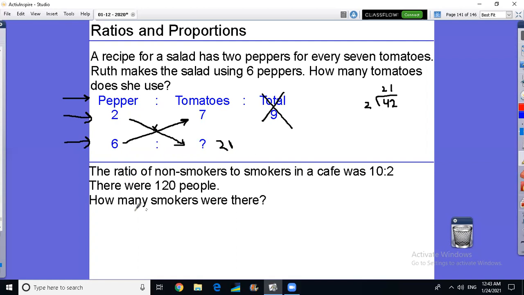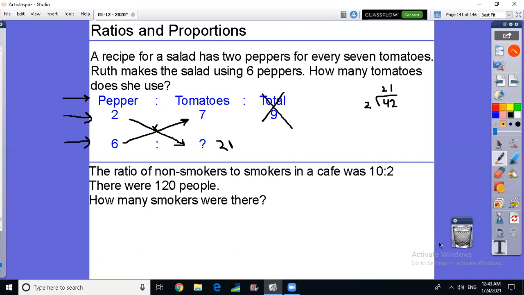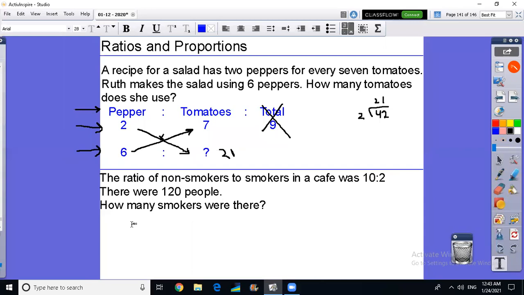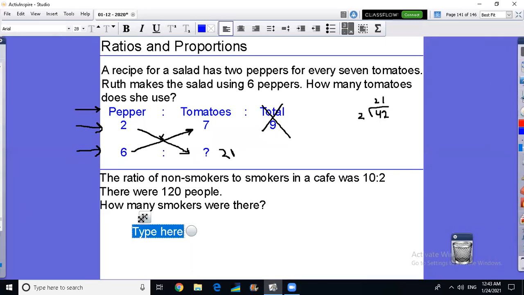He needs 21 tomatoes. In the second question, it is all about non-smokers and smokers. Look at this. It says non-smokers, smokers, and total? Maybe. We're going to see. All right, we're going to see here in the facts line.